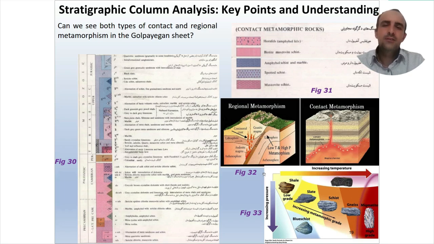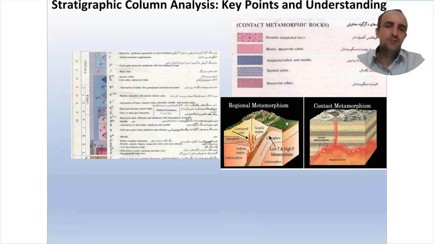In this slide and also in some following slides, I would like to talk about the importance of stratigraphic columns, and I would like to show you how you can understand and extract some key points from these columns. At this slide, I would like to talk about metamorphic rocks that can be seen in the Gulpaigan geological map. But before I start these subjects, I would like to talk about different kinds of metamorphism.